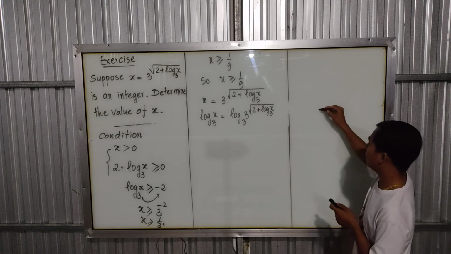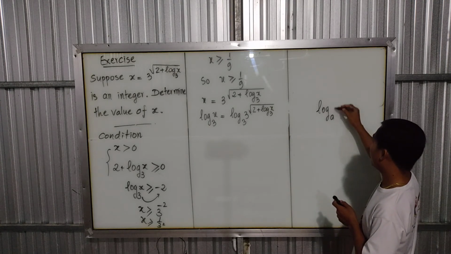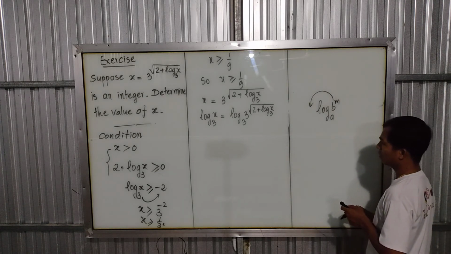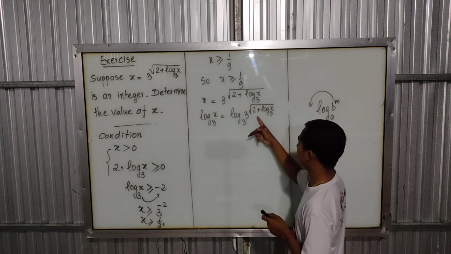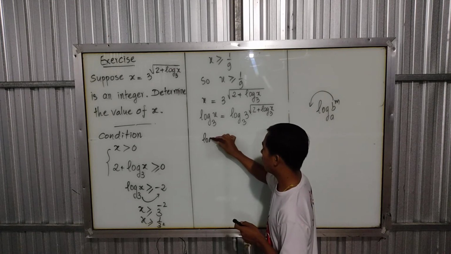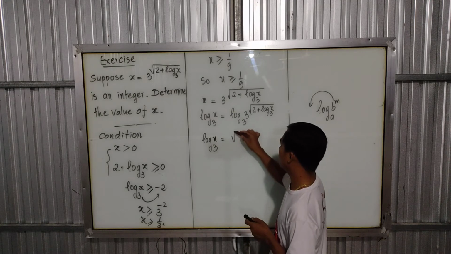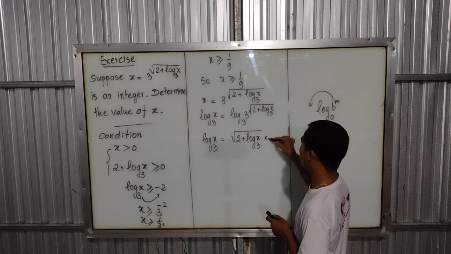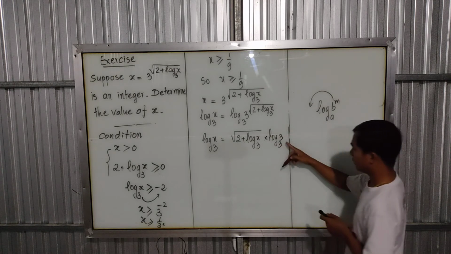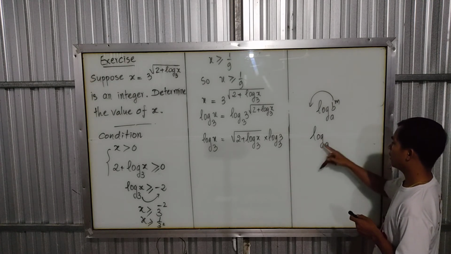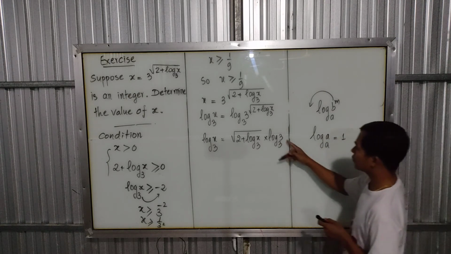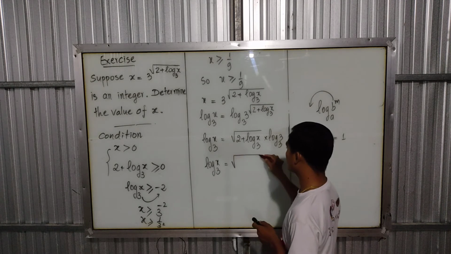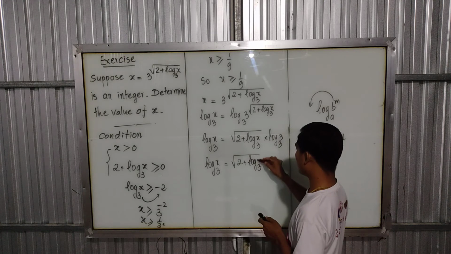Now we use the rule for log base a of b to the power n: we can take the exponent in front of the log. So we get log base 3 of x equals the square root of 2 plus log base 3 of x, multiplied by log base 3 of 3. And we use the rule that log base a of a is equal to 1, so we get log base 3 of x equals the square root of 2 plus log base 3 of x.